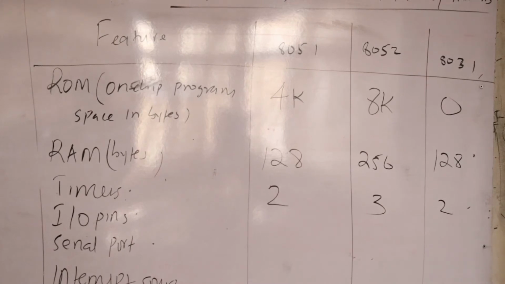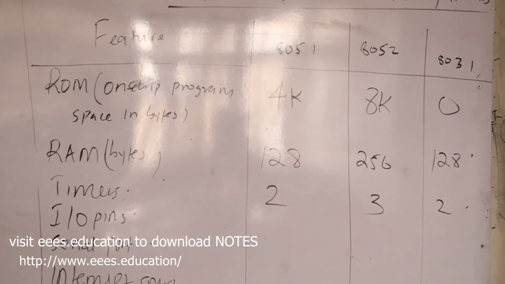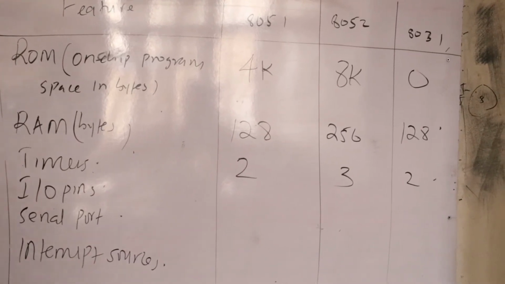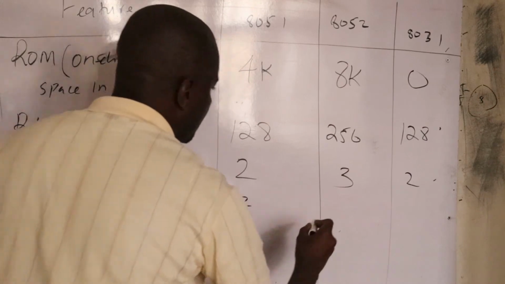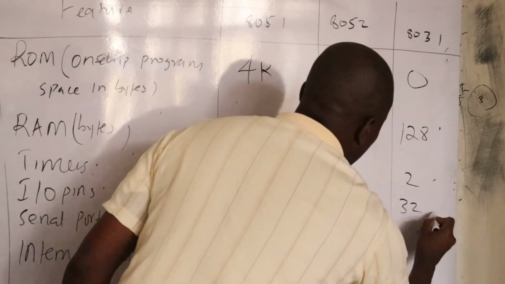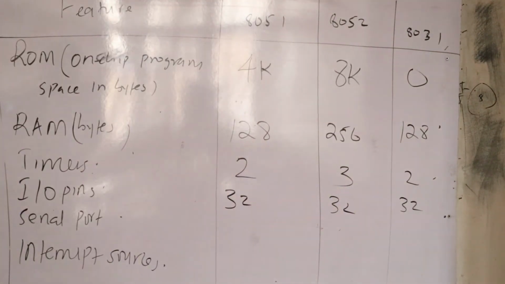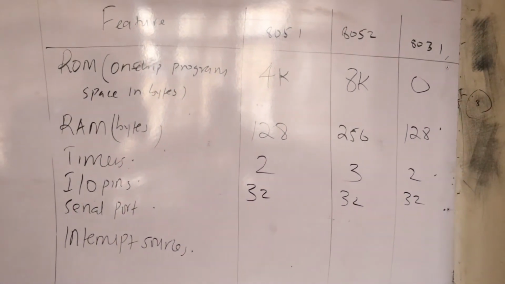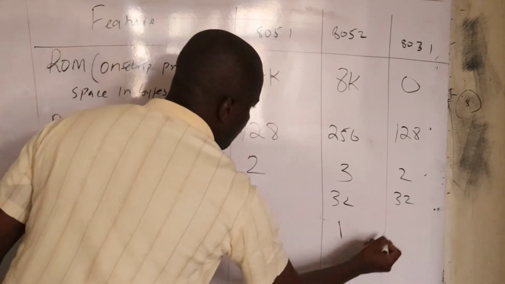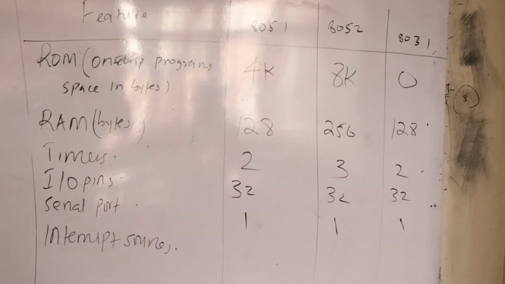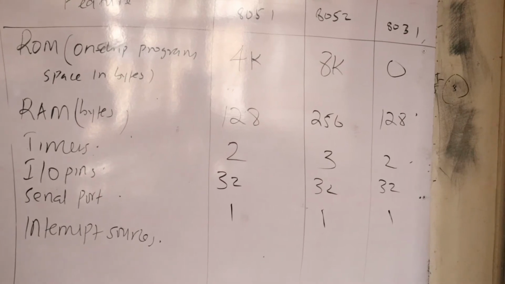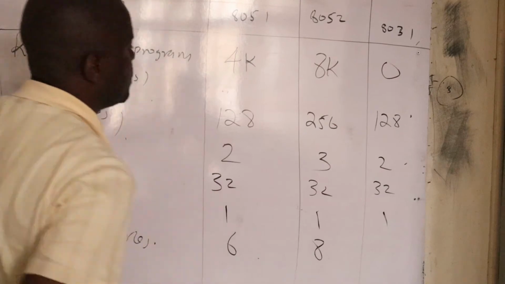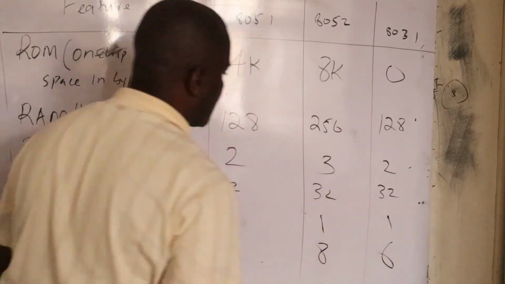Another one is the I/O pins, that is the input-output pins. There is no change at all. This one has 32, this one has 32, that one has 32. So all of them have 32 pins. Then we have the serial port. All of them again have 1 serial port each. And then the interrupt sources. The 8051 has 6 interrupt sources, the 8052 has 8 interrupt sources, while the 8031 has 6 interrupt sources.